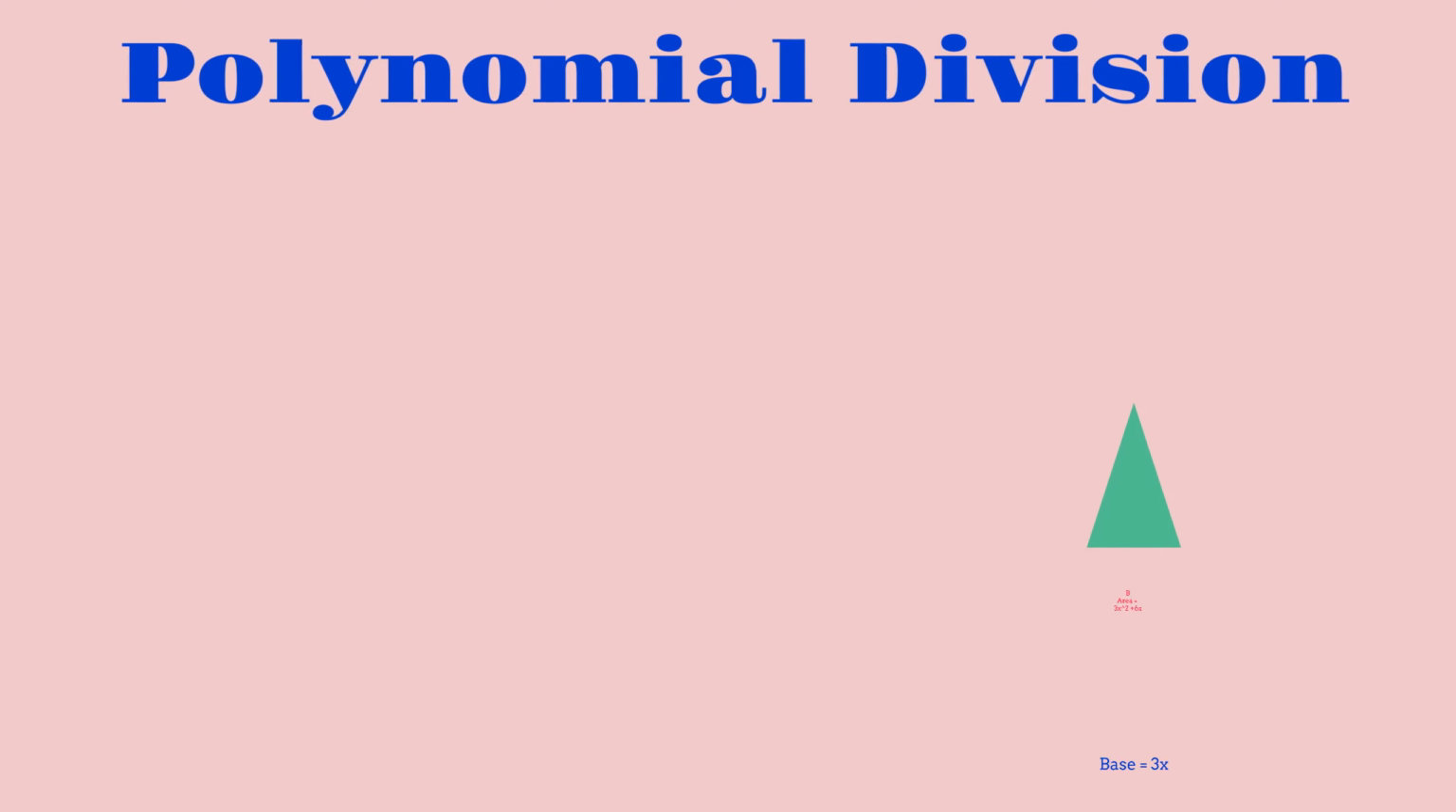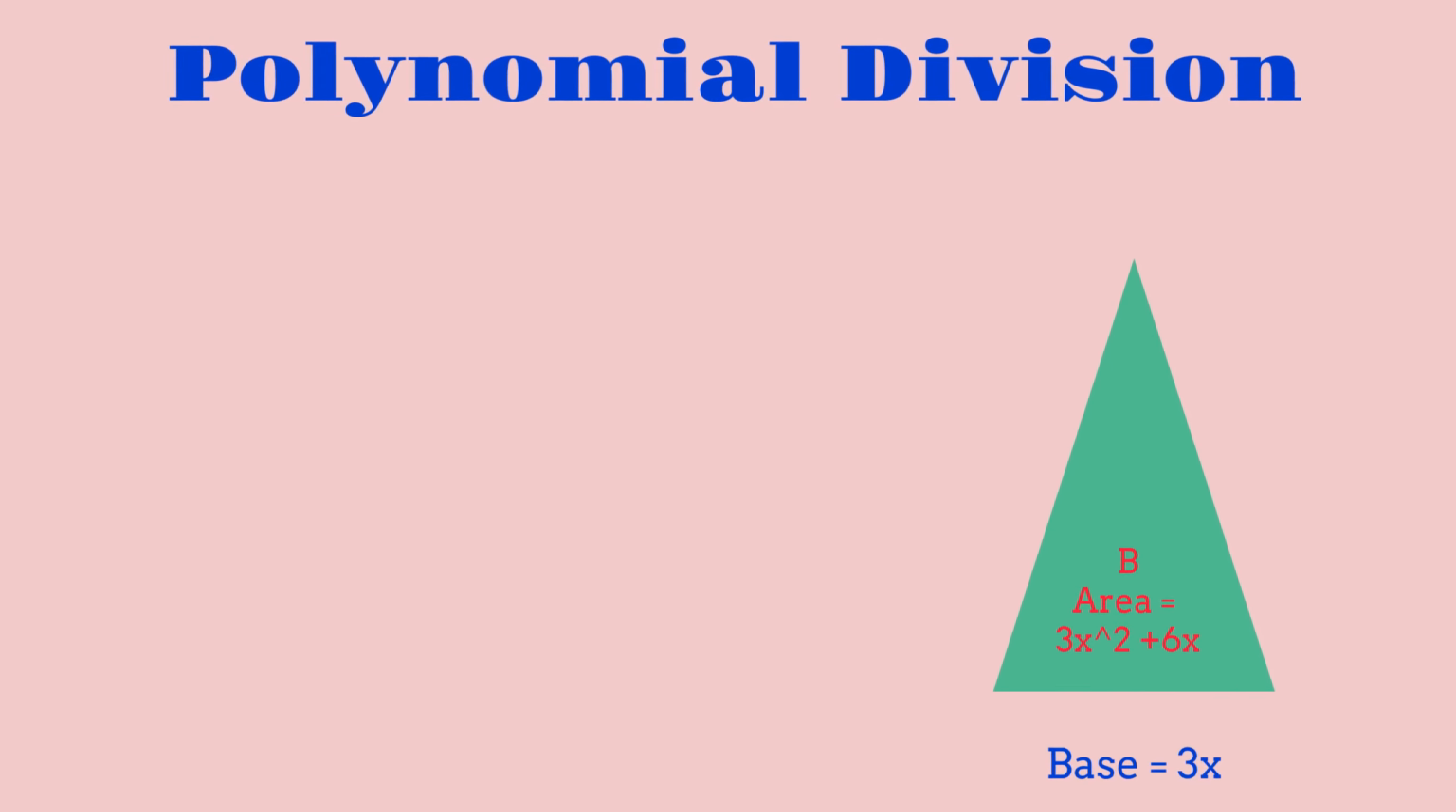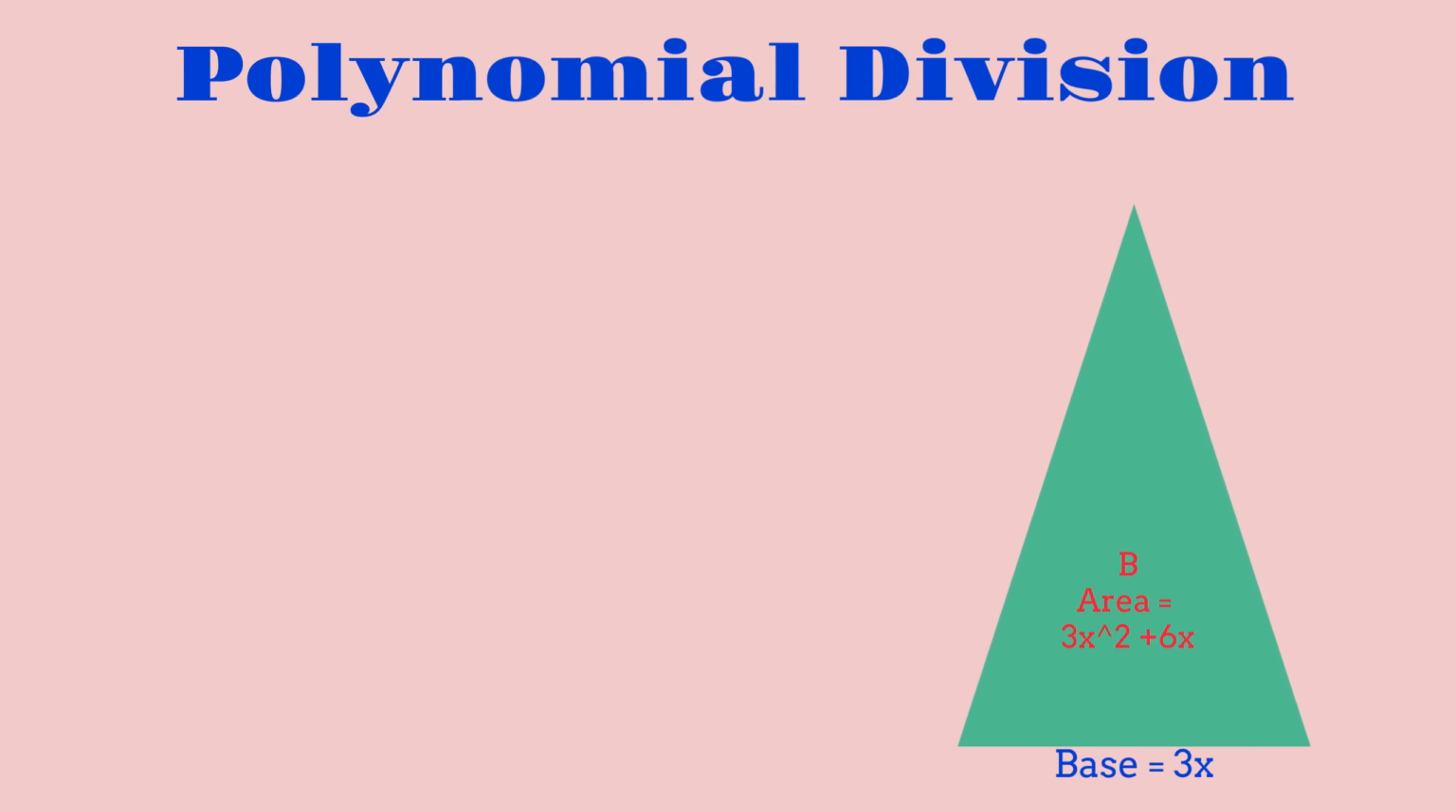If we remember in the second problem, we needed to find the height of shape 2 using the division of polynomials. In this problem, the area was given as a equals 3x squared plus 6x, and the base was given as b equals 3x. So let's get started with solving this problem.